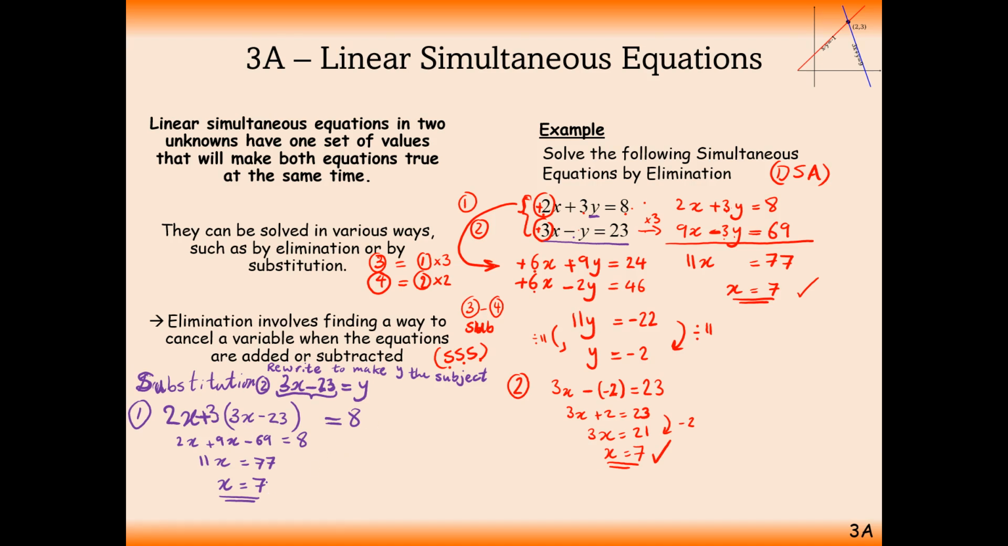Once you've found x to be 7, we could have just used the equation 2 that we rearranged. We're going to substitute 7 into it to find y. This is nicely rearranged for y anyway. So we can say y equals 3 times 7 minus 23. So 3 open bracket 7 minus 23. This means 21 minus 23, which is minus 2. As we found earlier, y was minus 2 there, y is minus 2 here as well.